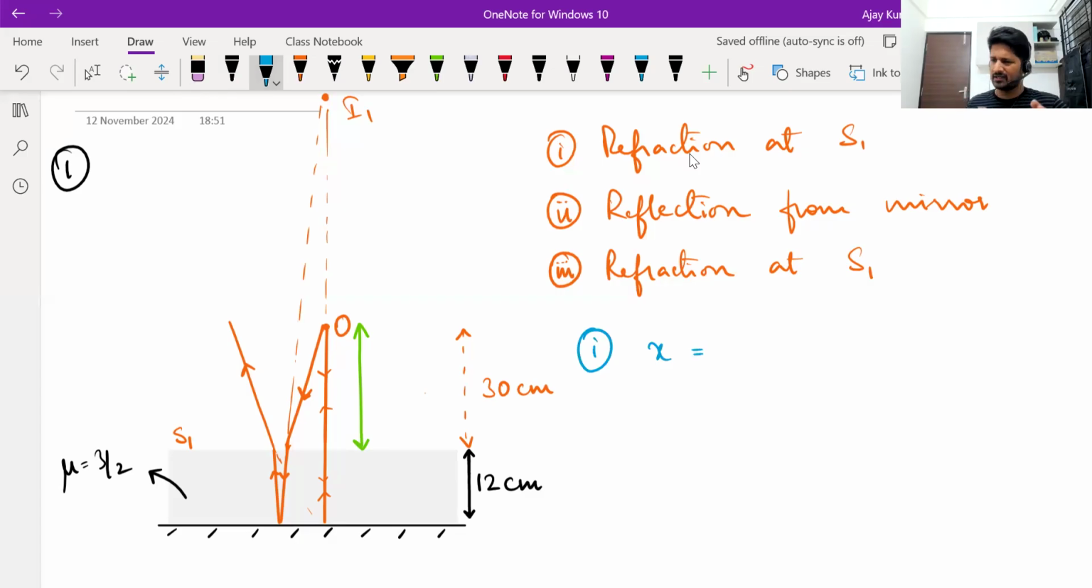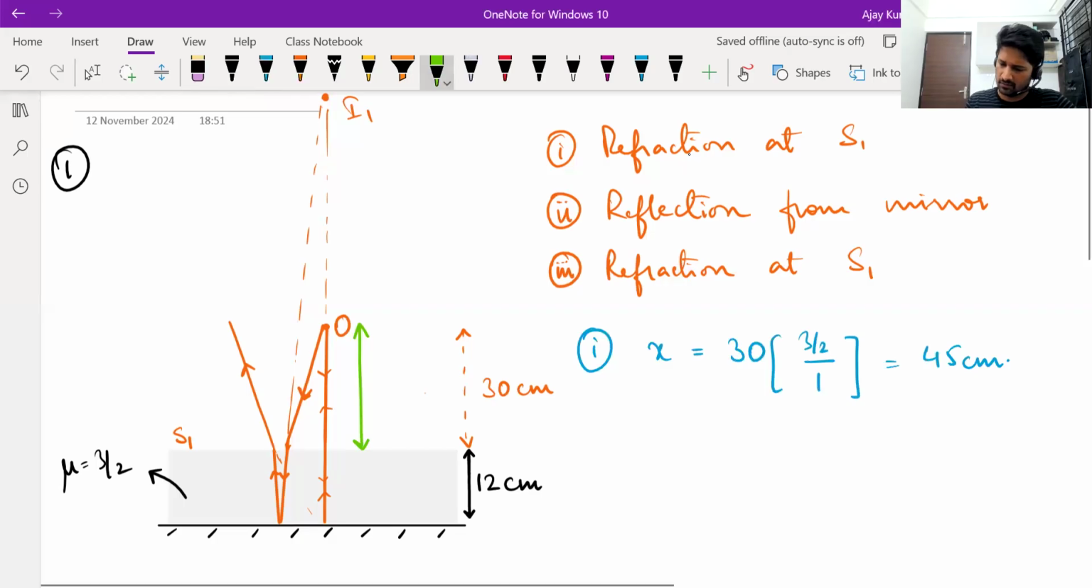to, see, apparent depth, and the same formula can be used for apparent height also. So apparent height is equal to actual height 30 centimeters into mu2 by mu1. For the first refraction, light is entering from air into glass. So glass will be mu2, air will be mu1. So 30 into 3 by 2, 30 by 2 is 15, 15 times 3 is 45 centimeters. The diagram is not to scale, but the first image forms at 45 centimeters. The apparent height is 45.